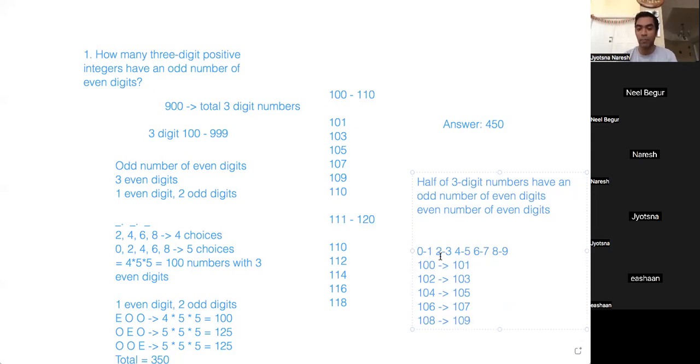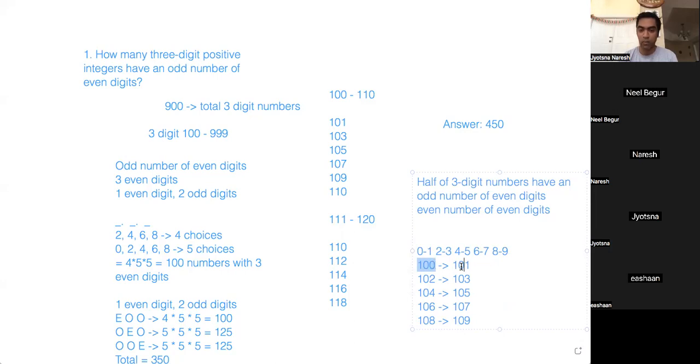So basically we can pair up numbers in this way. We can pair up the number ending with 0 and the number ending with 1, then pair up a number ending in 2 and a number ending in 3, the number ending in 4 and 5, and so on. So let's look at each of these pairs. So in the number 100, how many even digits are there?